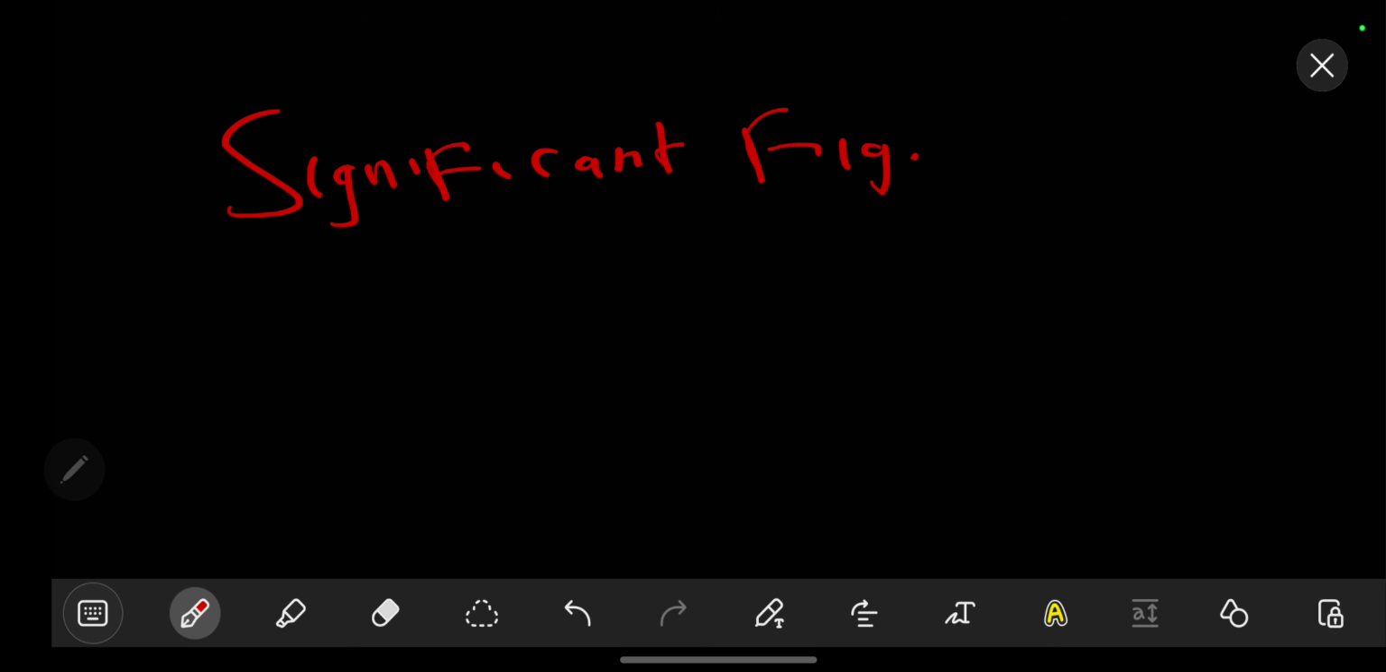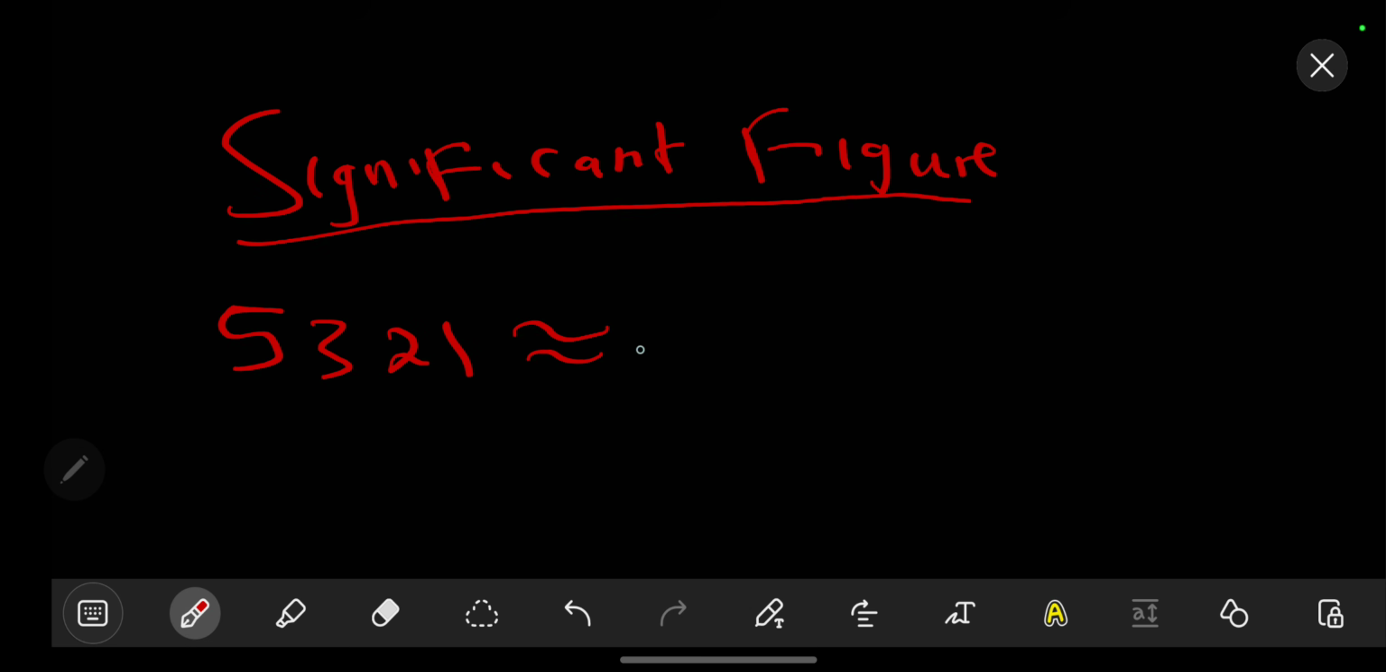So here today we are going to look at significant figures. Significant figures are simply numbers that are considered to be important. When you are looking at significant figures, there are rules. The first rule is that if you have a number, let's say 5321, this number has got 4 significant figures. You just count the numbers that are there. You have 4 significant figures like that.